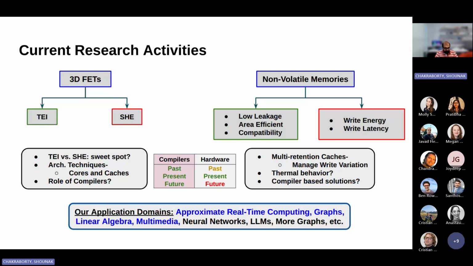So the solution remains here. The compiler can anticipate the future instructions, and by considering this property, the compiler can inform the hardware that these are the probable instructions which you are going to see next. So you can organize yourself in a certain way so that you can maintain higher thermal efficiency as well as performance. In our research, we have several application domains from where I consider several applications or benchmarks, like approximate real-time computing, graphs, linear algebra, multimedia, neural networks, LLMs, and many more.